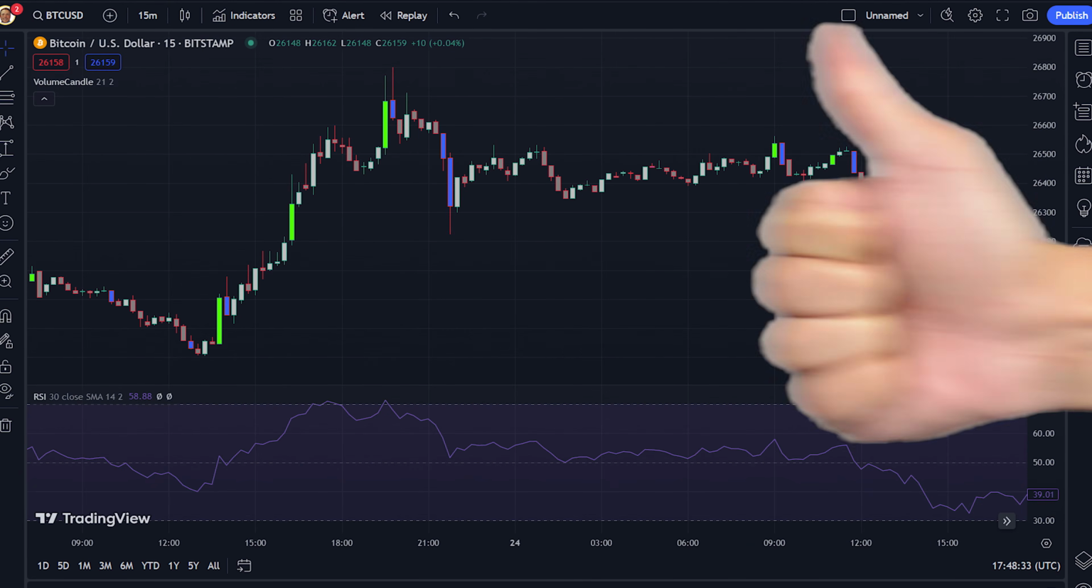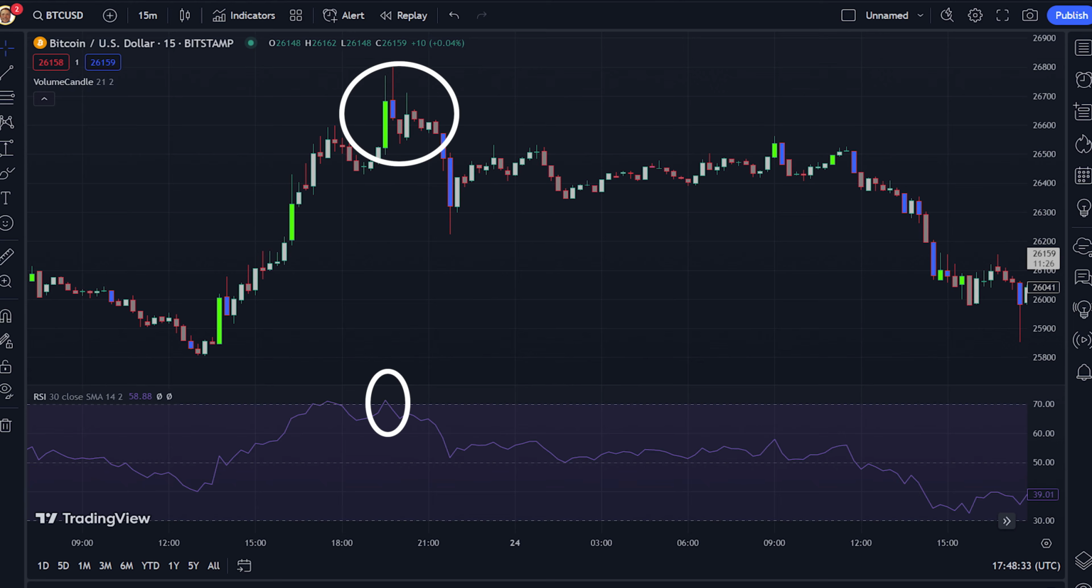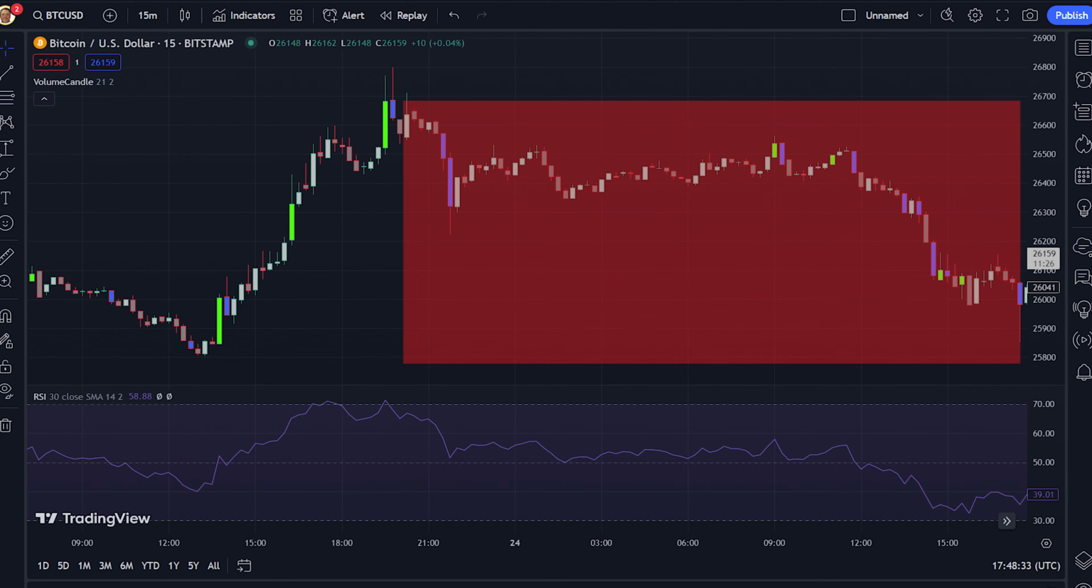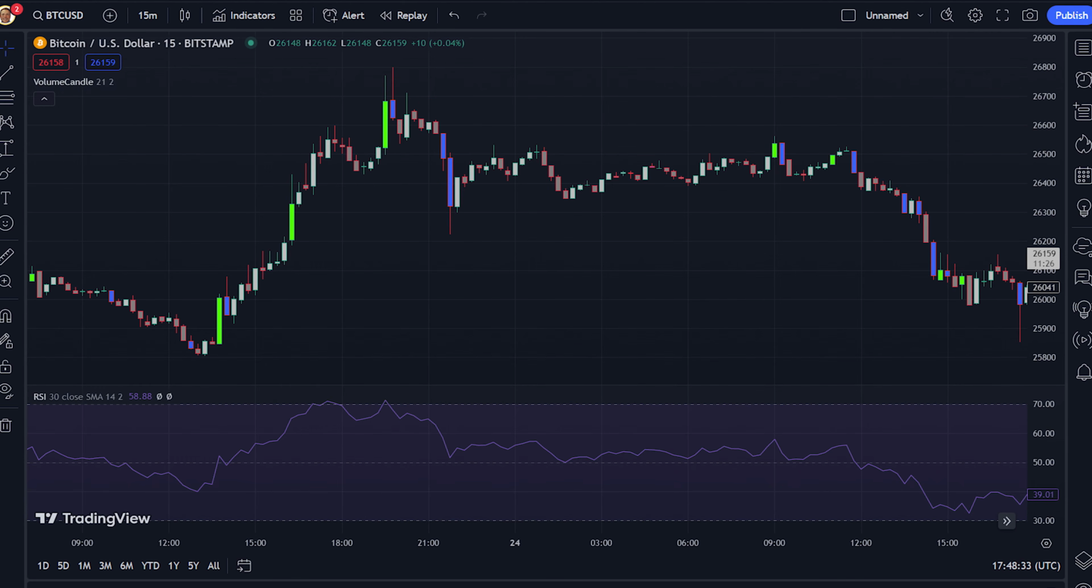Now don't be too optimistic. You can see, for example, here that it's not always a guarantee for success. In some cases, the price loses its momentum and reverses in the opposite direction. But overall, I think this can be a very effective way for spotting potential extra momentum in the market.